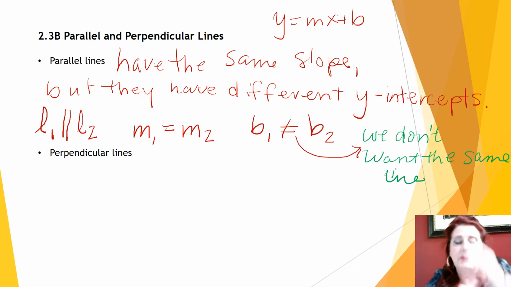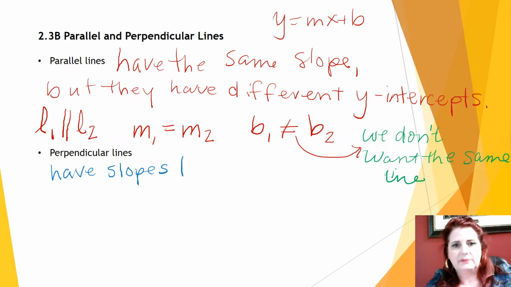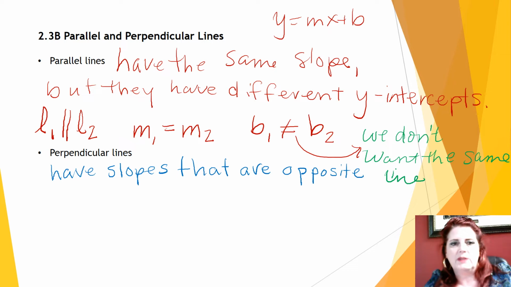Let's take a look at perpendicular lines. Perpendicular lines have slopes that are related to each other, but they're not the same. So they do have slopes, and the relation is that they are opposite, and by opposite we mean the opposite sign, so that's a plus or minus. If it's positive, the perpendicular would be negative. If it's negative, the perpendicular would be positive. But and reciprocal.